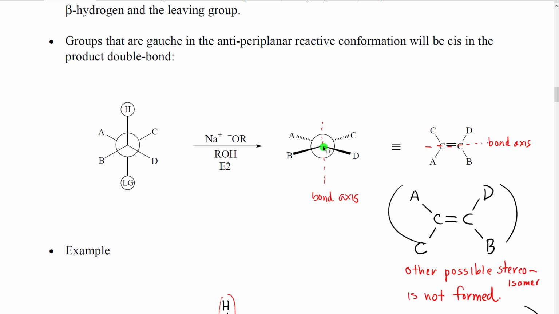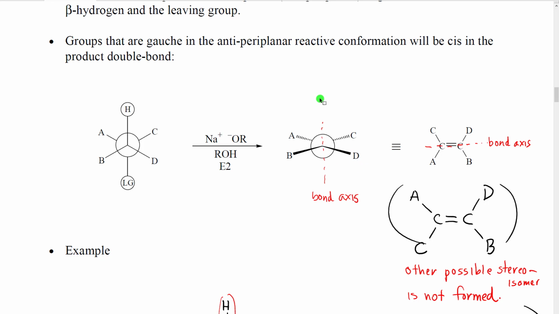Now, the double bond is essentially a line connecting this carbon to the hidden carbon behind it, and it runs directly through the center of this structure. Okay, so we would call this the bond axis. If we look then, A and B started out on the same side of the anti-periplanar plane, and they end up on the same side of the bond axis. Similarly, C and D started on the same side of the anti-periplanar plane, and they end up on the same side of the bond axis.